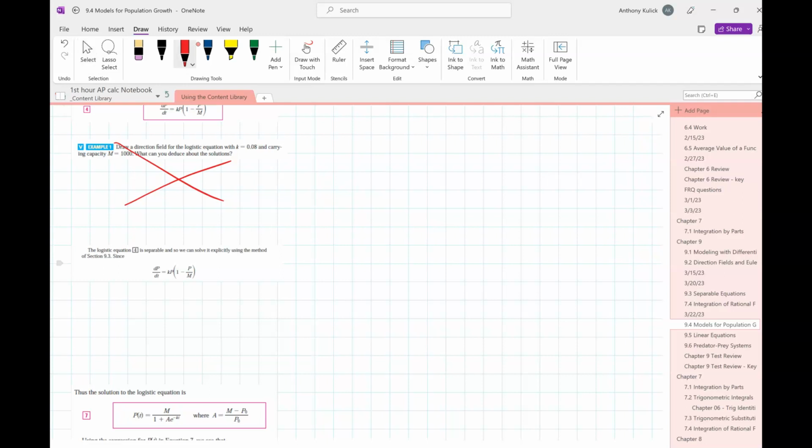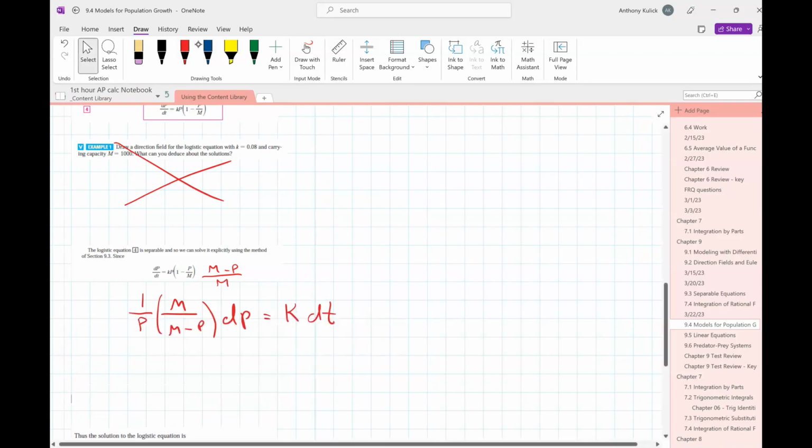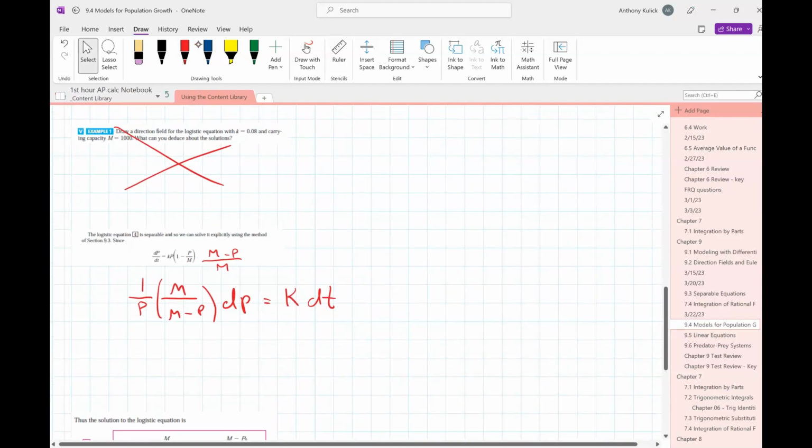So to do that, I'm going to divide both sides by p, and then divide both sides by 1 minus p over m. But I'm going to write that with a common denominator, so 1 is just m over m. So I'll multiply both sides by the reciprocal of that. And then we still have my dp. And that's going to equal k now, and I'll multiply the dt over. So that's what I'm going to be integrating.